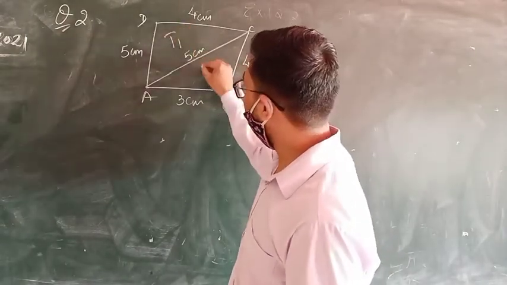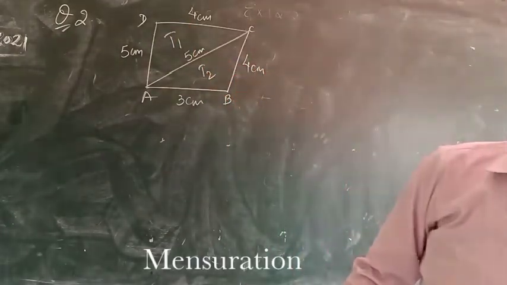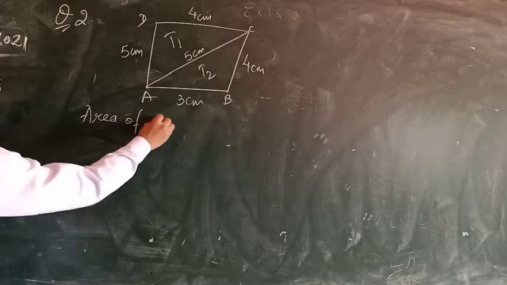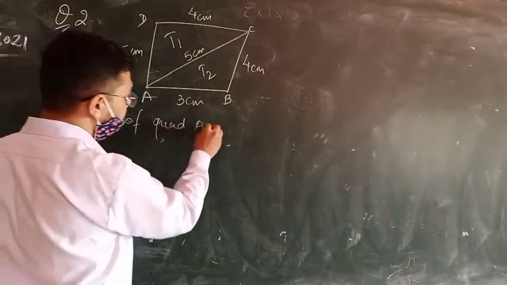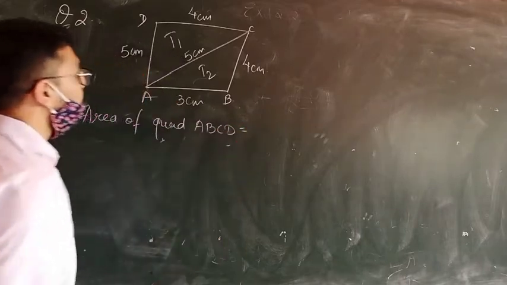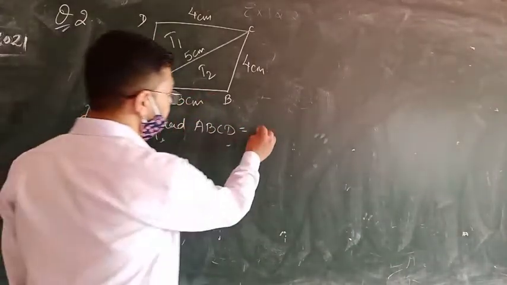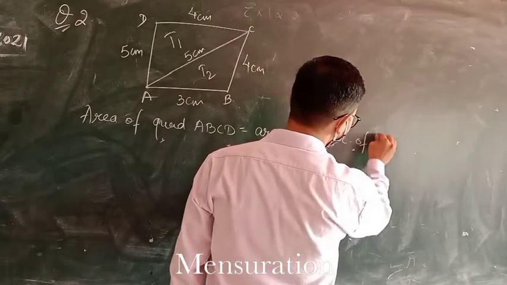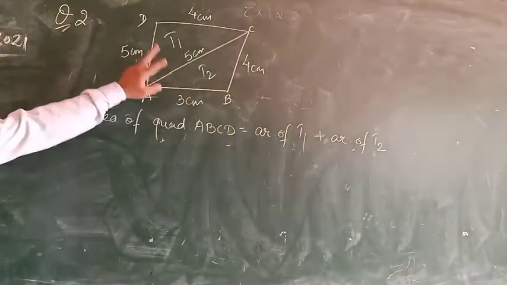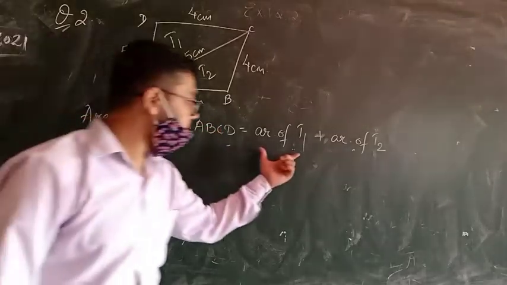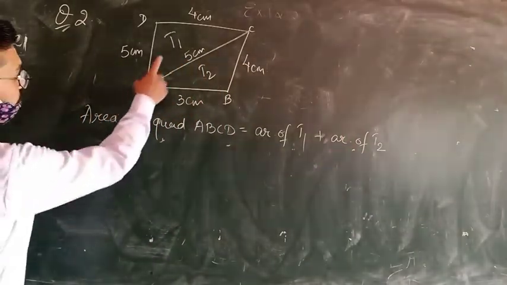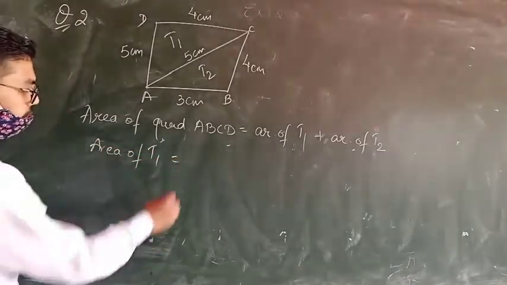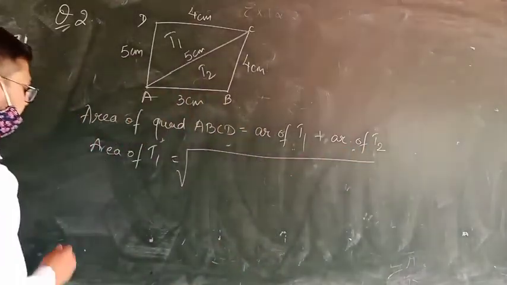Let's say this is T1, this is T2. Okay, so area of quadrilateral ABCD, you can write area of quadrilateral ABCD is equal to area of T1 and area of T2, right? So you can write area of T1 plus area of T2. Now you can use Hero's formula twice and you will get the areas of T1 and T2. Let's say first I calculate for T1, area of T1. So for area of T1, first I calculate the value of S.